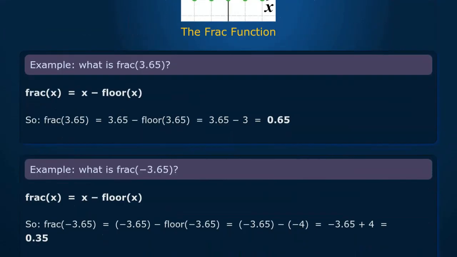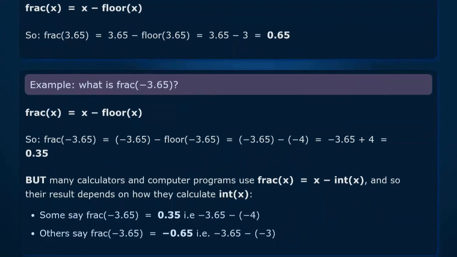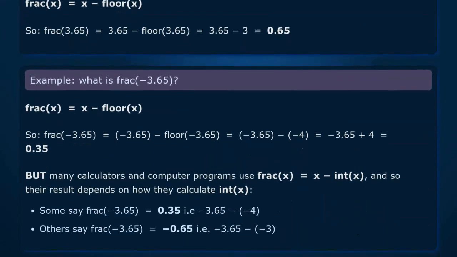Example, what is frac of -3.65? Well, we get 0.35, right? But many calculators and computer programs use frac of x equals x minus int of x, and so their result depends on how they calculate int of x. So, just like the int function, please be careful using this function with negative values.